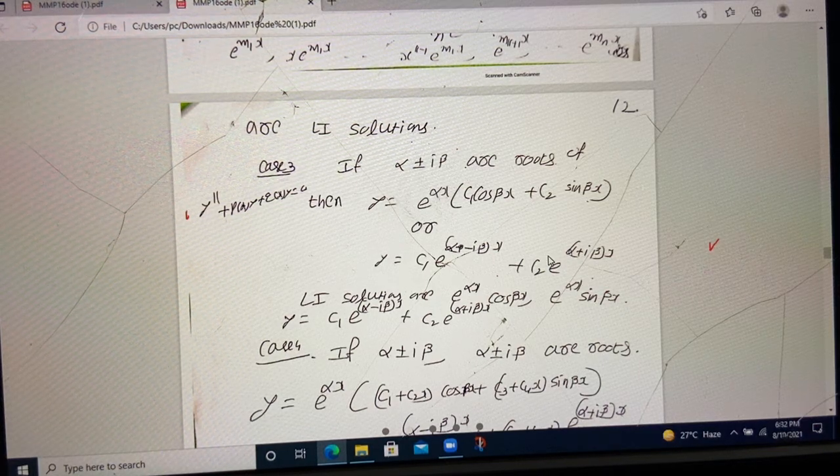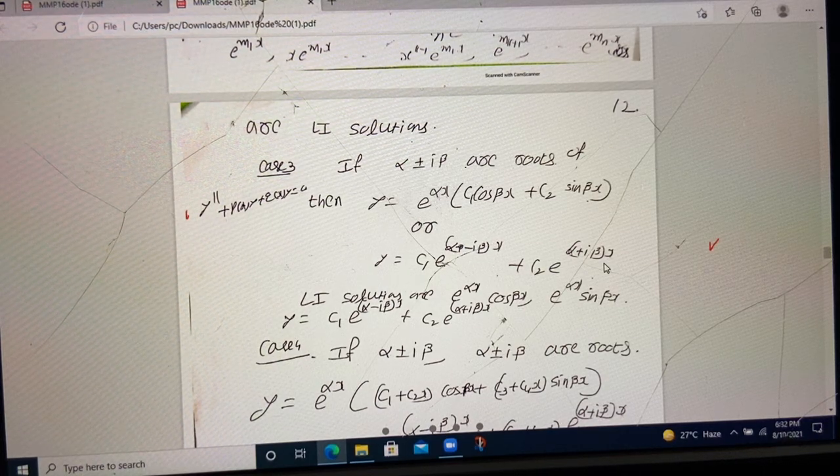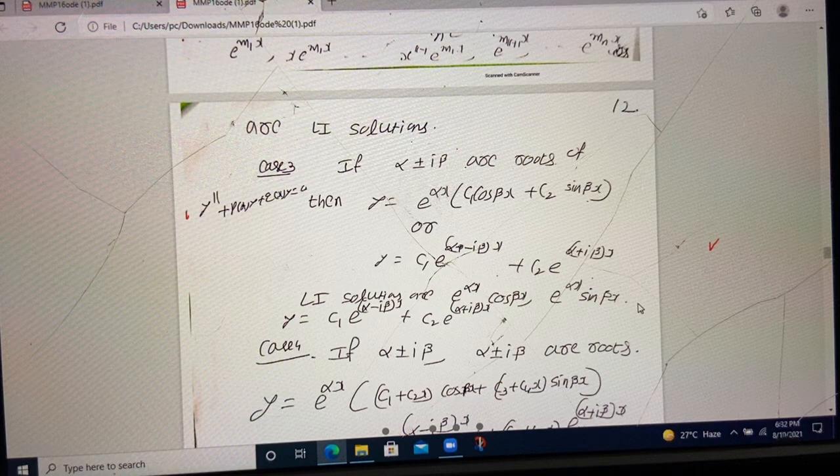If you simplify this, applying de Moivre's theorem, e power alpha x, e power minus i beta x, e power alpha x into e power i beta x. So e power alpha x into cos beta x minus i sin beta x, plus C2 e power alpha x cos beta x plus i sin beta x. So linearly independent solutions are these. You can write either this or this.